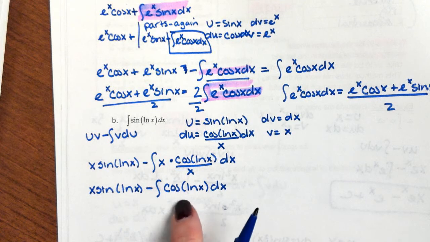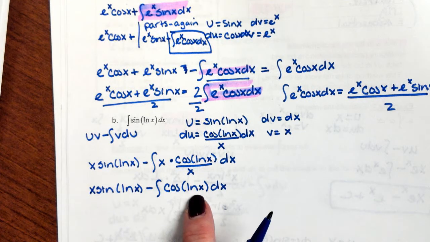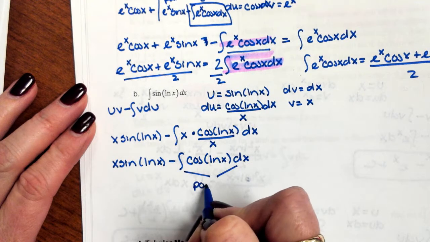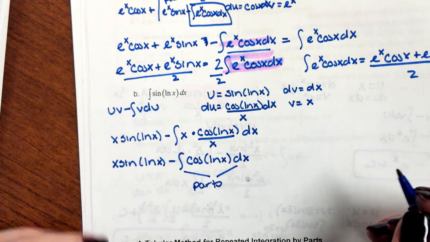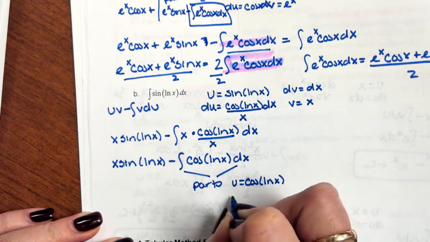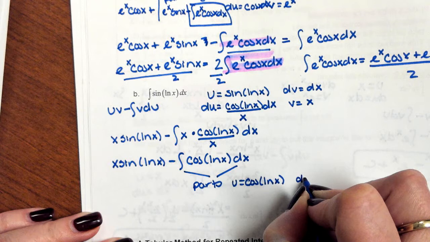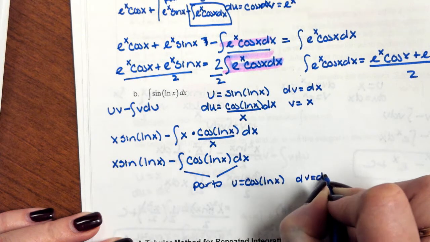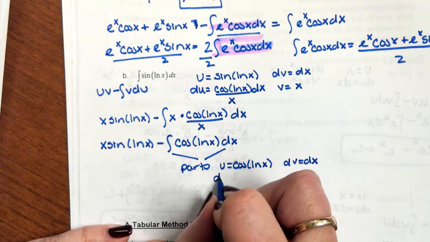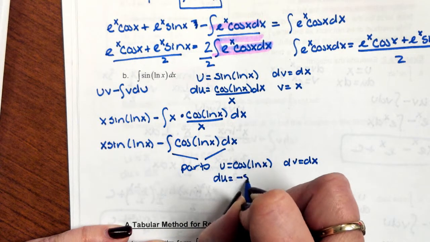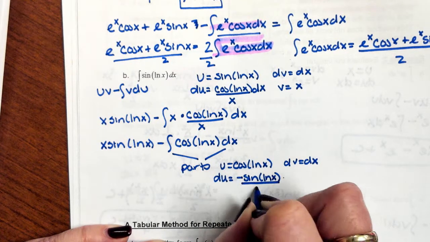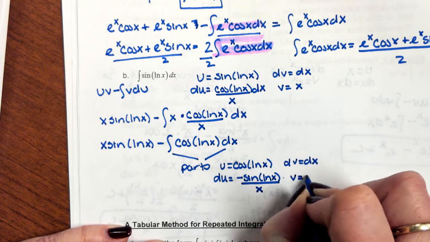So right here, you're stuck again. You have cosine of the natural log of x. You have to do parts again. Again, u will be equal to the cosine of the natural log of x. My dv is just my dx. So my du, I have to use my chain rule again, is going to be negative sine of the natural log of x times 1 over x. My v is just going to be my x.